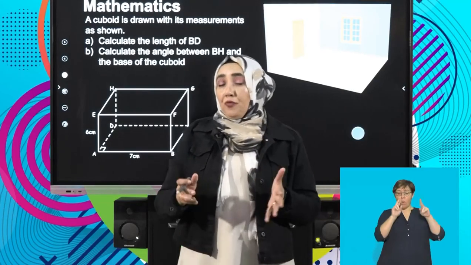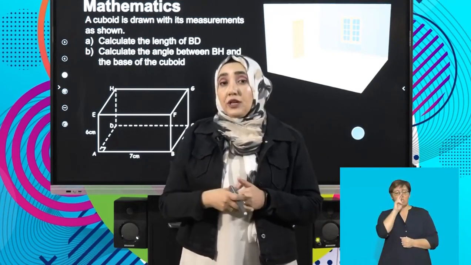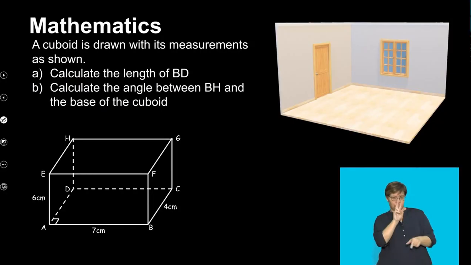Okay, hopefully you remember all those rules that we've done before and when to apply them. Let's look at our first three-dimensional drawing in this example. So we have a cuboid here that's drawn with its measurements as shown. Calculate the length of BD. The second question: calculate the angle between BH and the base of the cuboid.